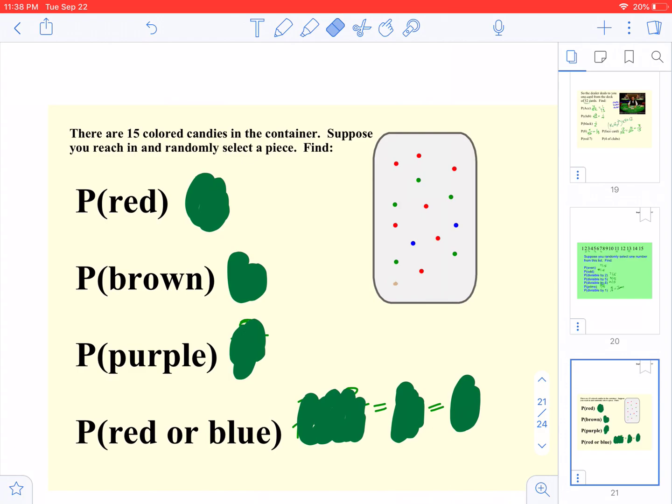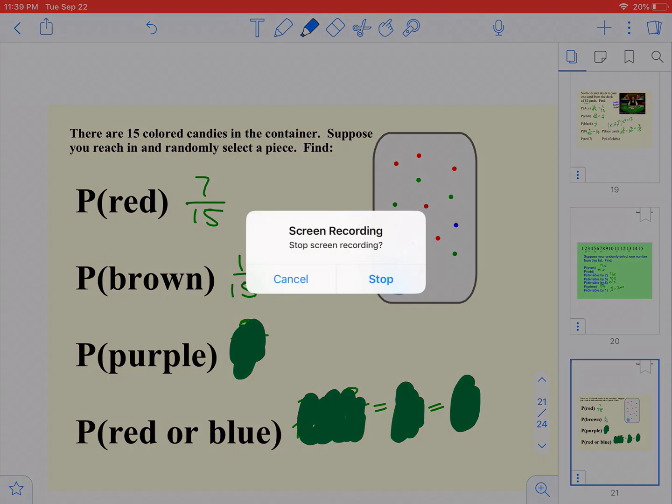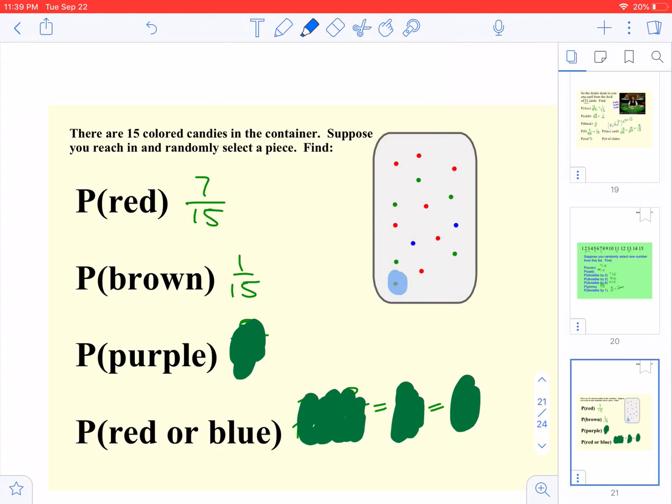And sometimes they'll give you a picture, and they'll say, what's the probability you pick a red dot of the dots that are there? Well, you count up the total dots. There are 15. How many of them are red? 7 are. Hopefully you can see those 7 red ones. Or the brown ones, there's only 1 brown solitary one. I think it's right there. Or purple. Kind of hard to see those dots, yeah? Okay.